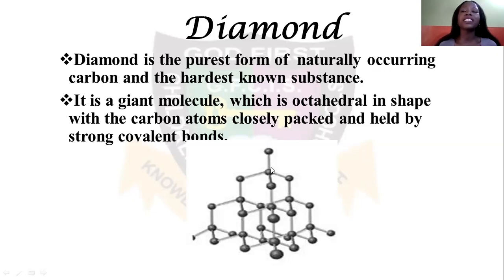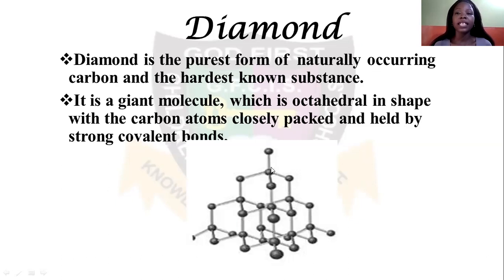Another property of diamond, like we said, is that it is the hardest known substance. Then we said it's octahedral in shape, and is a non-conductor of heat and electricity. Then chemically, diamond is very unreactive, but it will react with oxygen in air at very high temperature to form carbon 4 oxide.